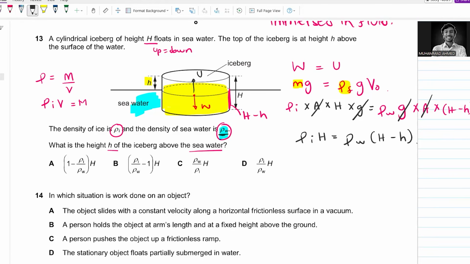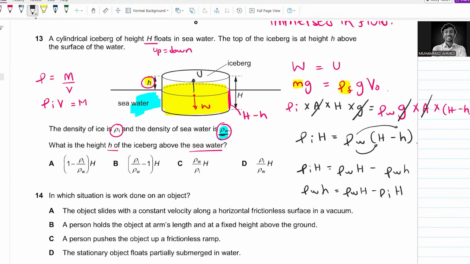Now you have to somehow make an equation for this small h. How will you do that? मल्टीप्लाई कर दो डेंसिटी ऑफ वाटर को यहाँ पे और डेंसिटी ऑफ वाटर को यहाँ पे. Density of ice into capital H is equal to density of water capital H minus density of water small h. Take this to the other side. Density of water small h equals density of water capital H minus density of ice capital H.